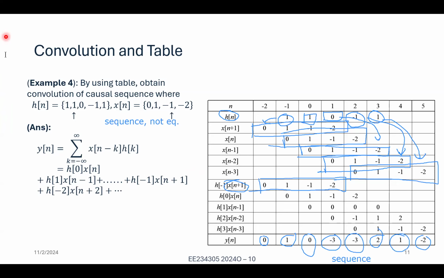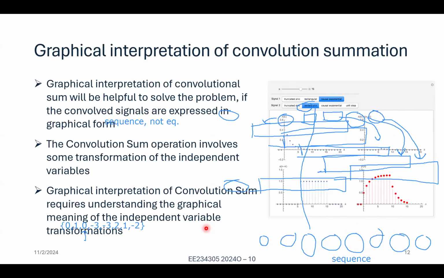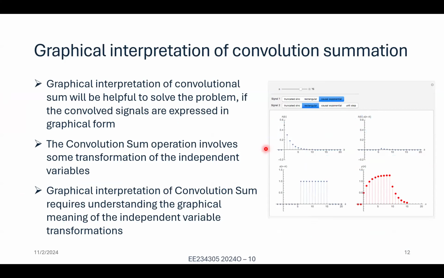Okay. Yeah, now we obtain the yn. yn is 0, 1, 0, minus 3, 2, 1, minus 2. If we try to write that in a sequence form, that would be 0, 1, 0, minus 3, 2, 1, minus 2. Where we put an arrow below the time, this time 0, right? So it's this time 0. All right. Yeah, so that's how we do that with the table.